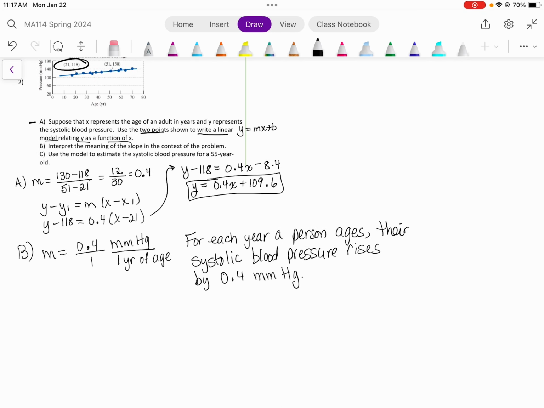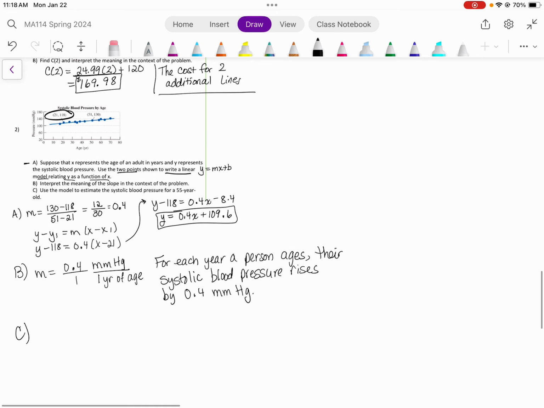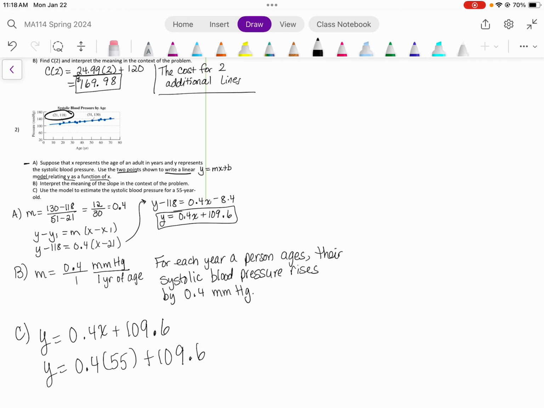All right. Part C. Use the model to estimate the systolic blood pressure for a 55-year-old. All right, remember X is their age, so we're just going to be plugging in 55 for X. And that is 131.6.